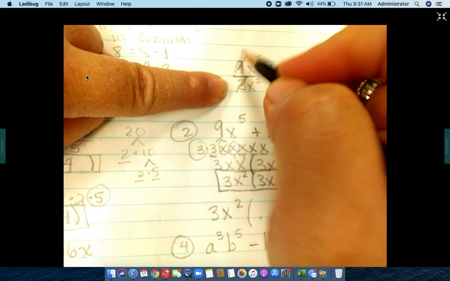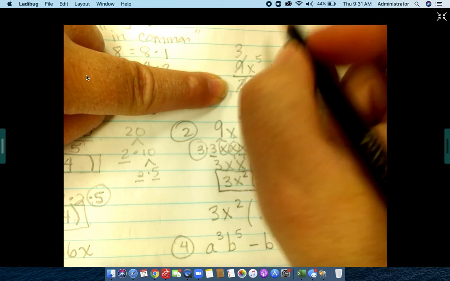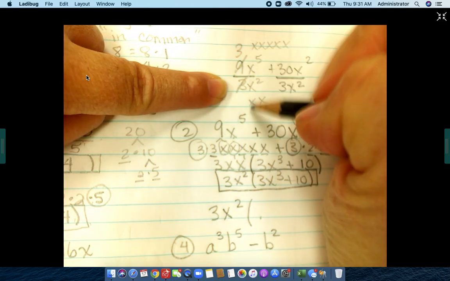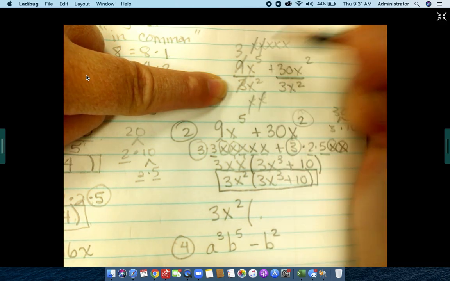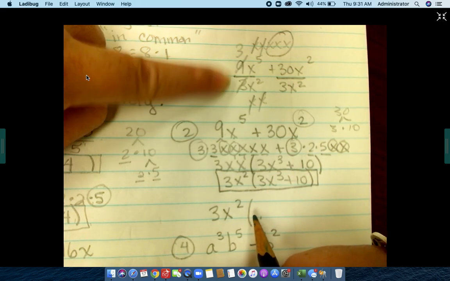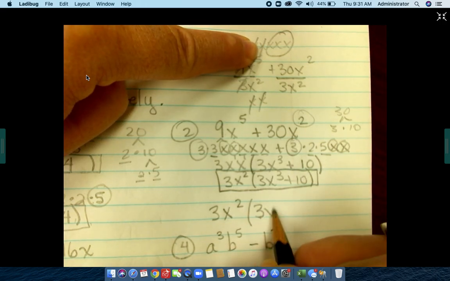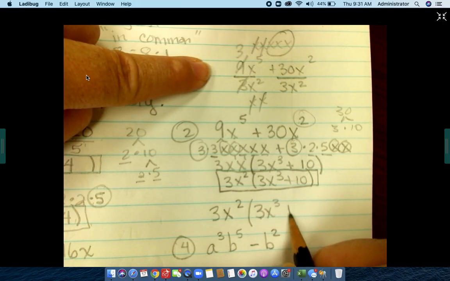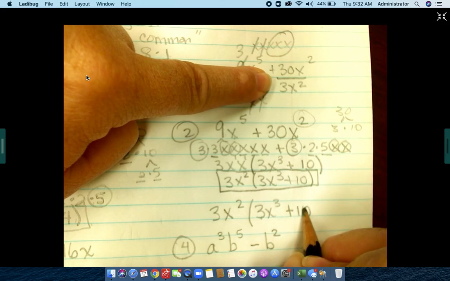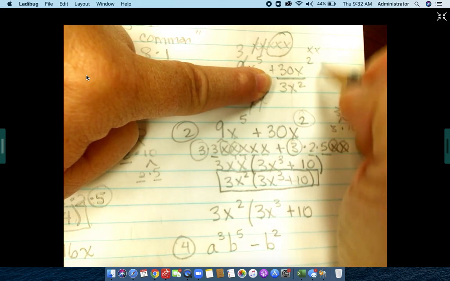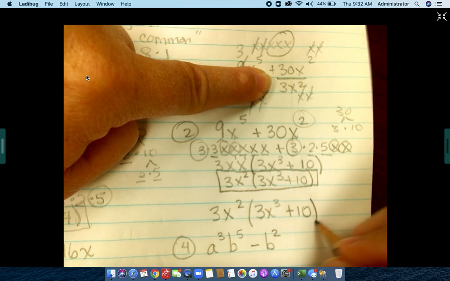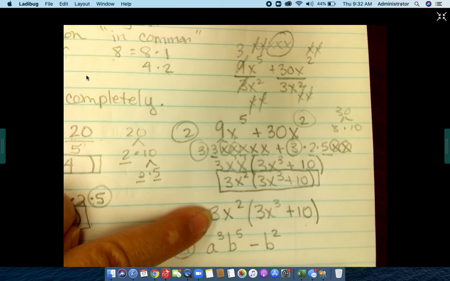So 3 goes into 9 3 times. And if I have 5 x's on top, I'm being very explicit here to help you see what we have, then we have 3 left on top. So that means I have 3x cubed. Plus, when I divide here, 30 divided by 3 is 10. And if I have x squared, which is x times x over x, they both cancel out. So there are no x's left. So I'm still getting the same answer.